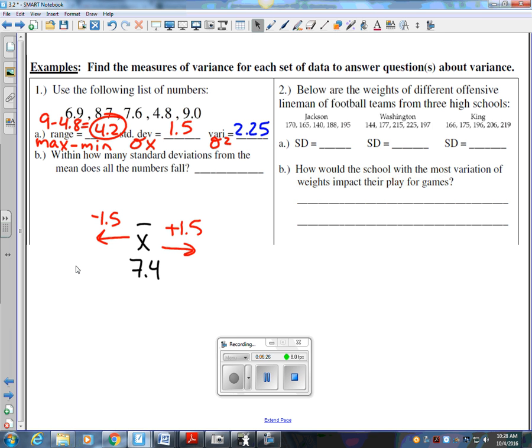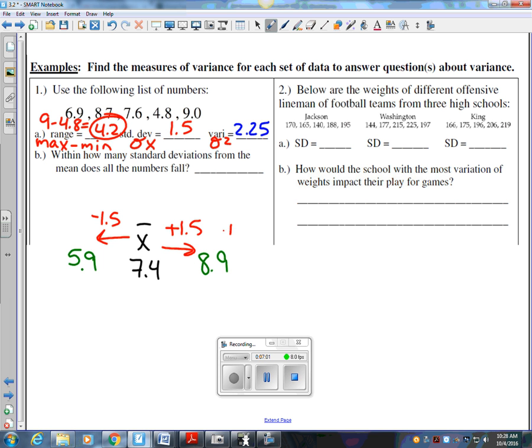So what is 7.4 plus 1.5? What is it? 9. And subtract 1.5. What is it? 5.9. Okay. We're trying to get all the numbers to fall in here. Do all the numbers fit between 5.9 and 8.9? No, 4.8 and 9 are outside. So we need to go another standard deviation.